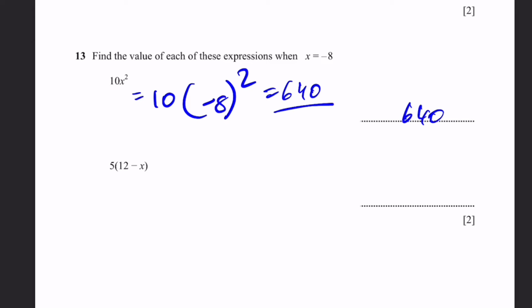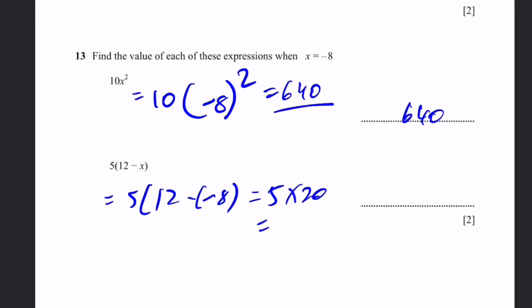10x squared. That'll be 10 times minus 8 the whole squared. Minus 8 squared is positive 64. So 64 times 10 is 640. That's the answer. 5 times 12 minus x. So when x is minus 8, that'll be 5 times 12 minus minus 8, which is 5 times 12 plus 8, 5 times 20, right? So that's 100. That's the answer. Let's go to question 14.